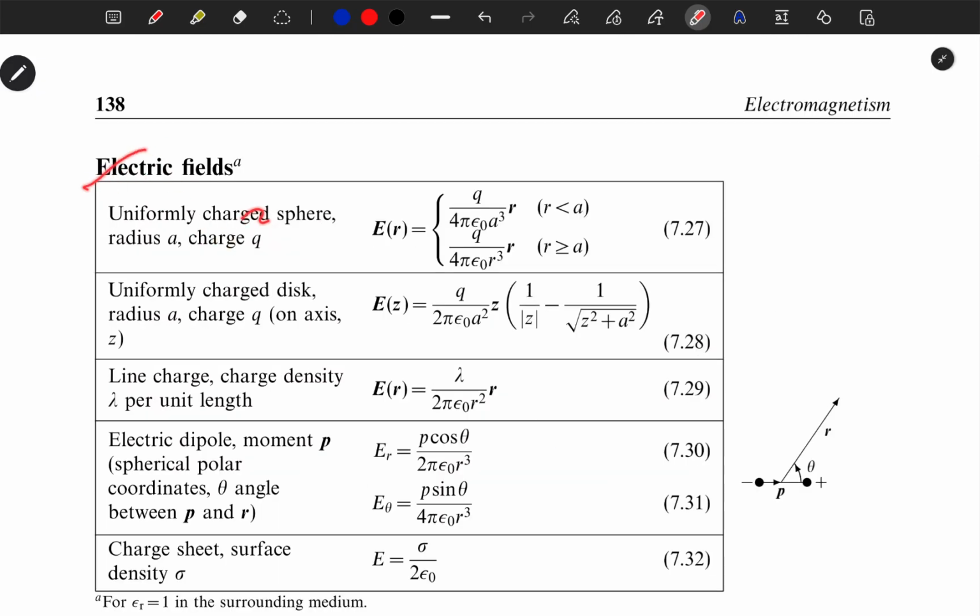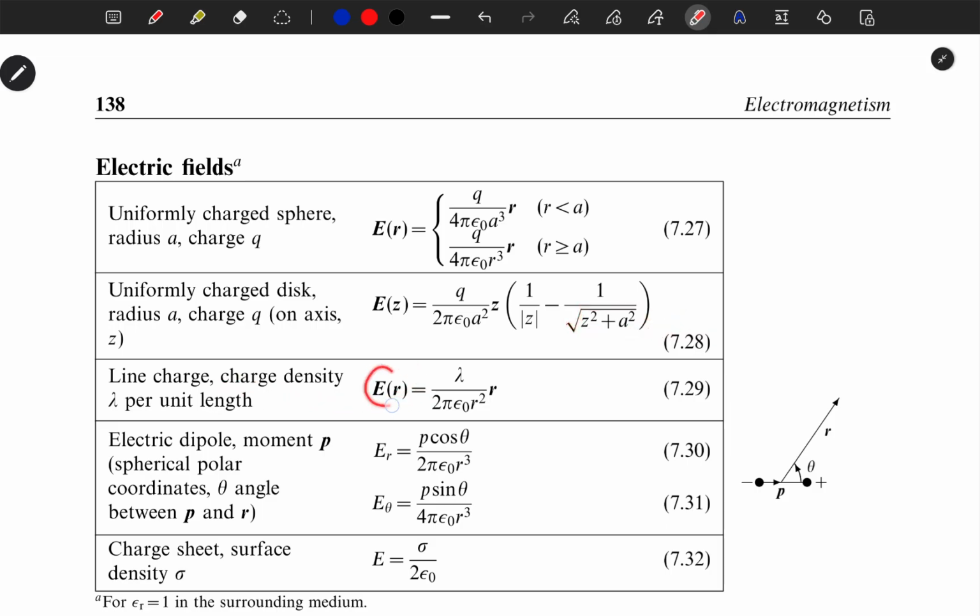Now electric field for a uniform charged sphere: Q r by 4 pi epsilon 0 a cube, whenever r is less than a. But when r is greater than a, then Q by 4 pi epsilon 0 r square along the r vector. For a uniform charged disk, Q by 2 pi epsilon 0 a square times z by mod z minus z by square root of z square plus a square.